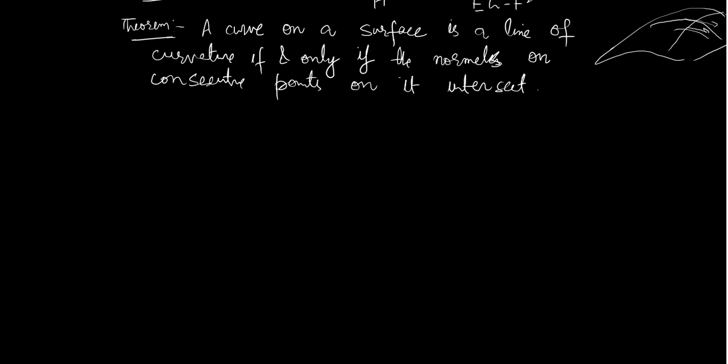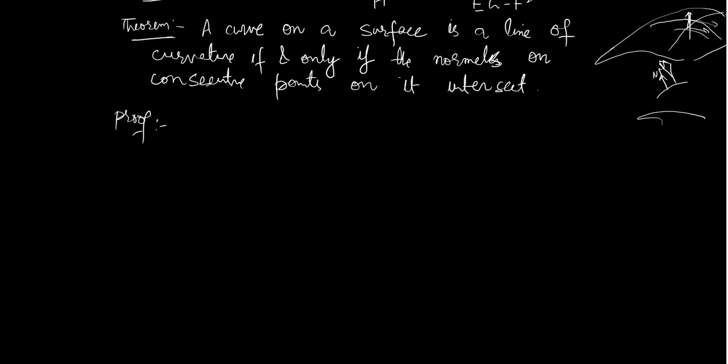Proof. Now remember this: consecutive means infinitely close points. So a curve would be a line of curvature if I draw normals at two consecutive points. Consecutive means very, very infinitely close. You draw the surface normal. Of course, this curve lies on a surface. If it is a line of curvature, then these normals at consecutive points must intersect somewhere.